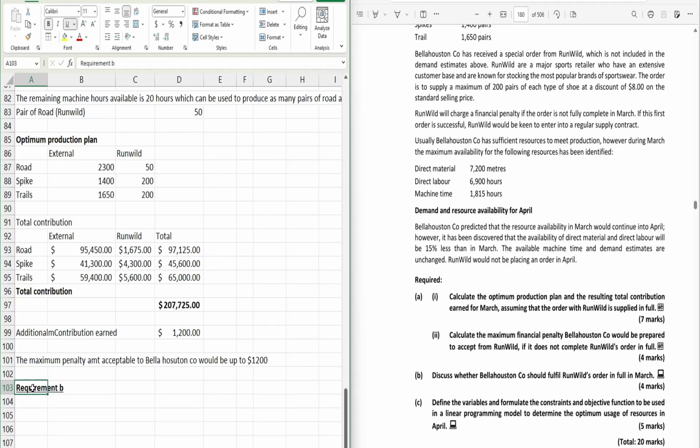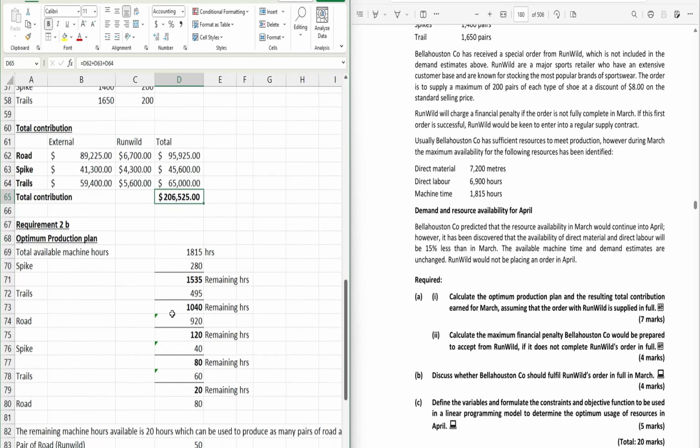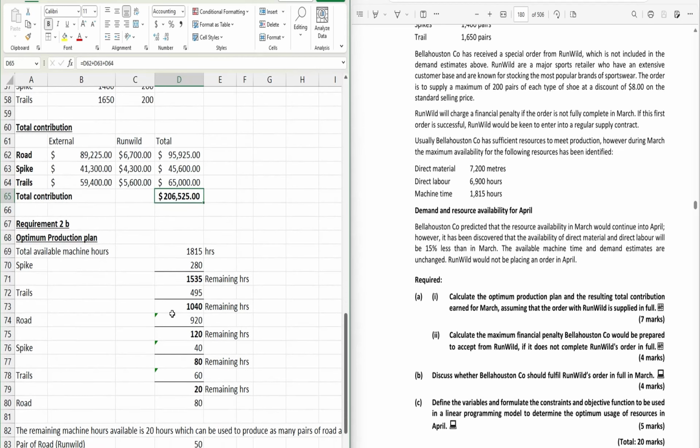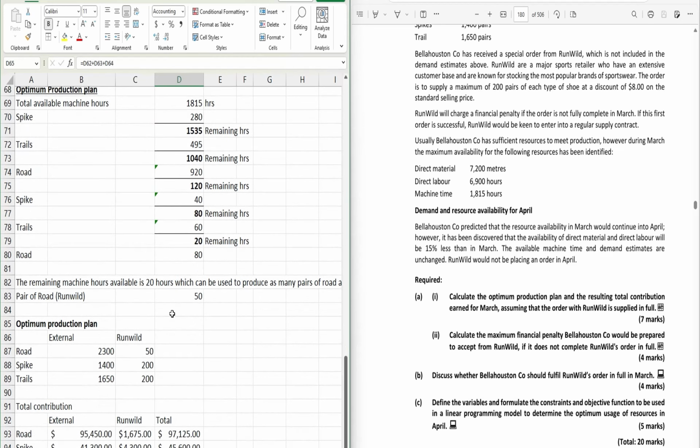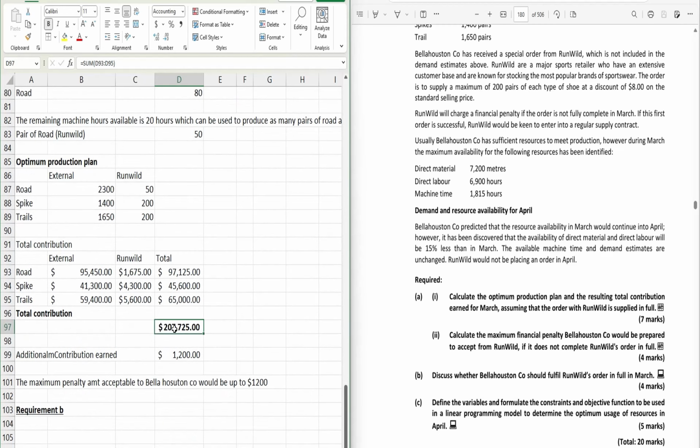What the question is saying is, discuss whether the BellaHouseton company should fulfill the Run Wild order in full in March or not. We have seen that if we give priority to the Run Wild order and fulfill their demand in full, then we are earning a contribution of 206 something. But if we give priority to the external demand instead, we earn more contribution. So the question is asking whether the company should fulfill the Run Wild demand in full in March or not, and this is only for 4 marks.